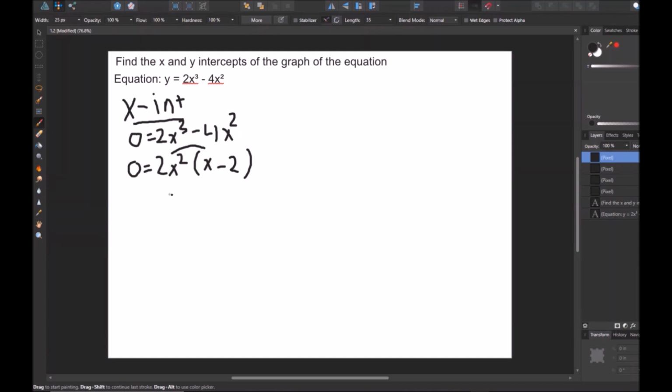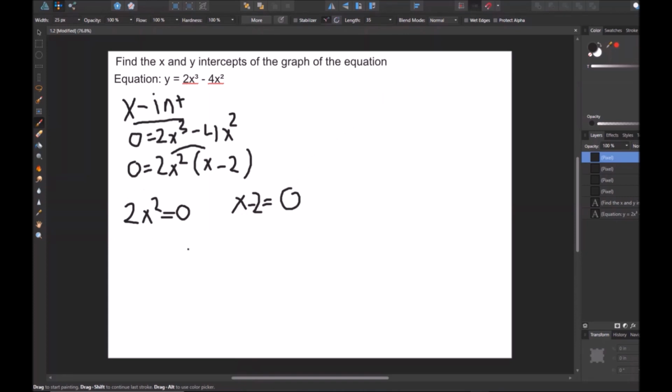So now for this x-intercept, we have two separate things here. We have 2x squared equals 0, and x minus 2 equals 0. And if you think about it, that makes sense, because this is a cubic function, which looks something like that on the graph. So you can have 2 x-intercepts if you wanted. Even here we have 3.